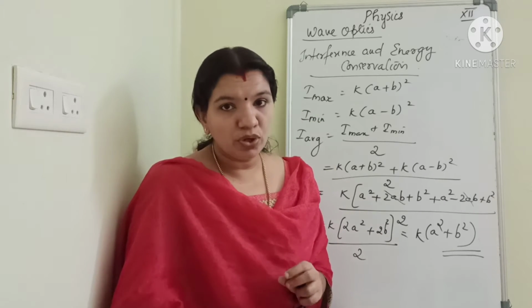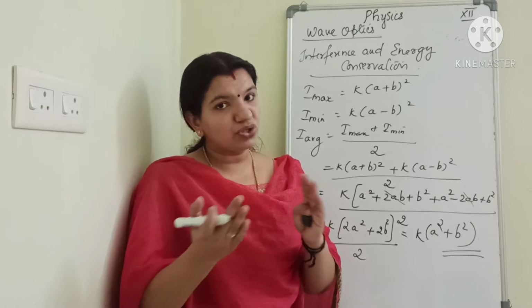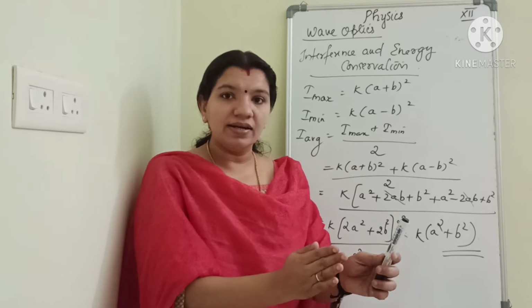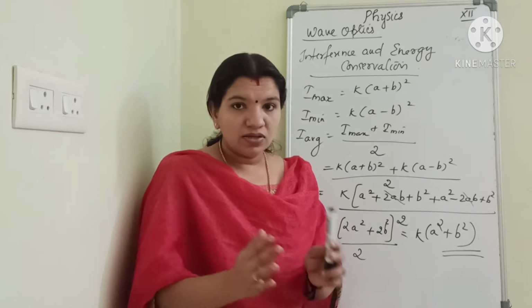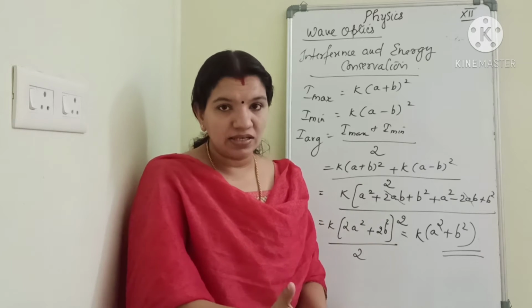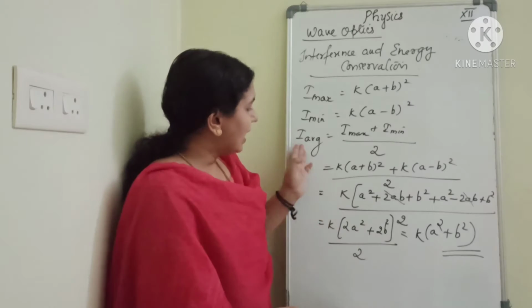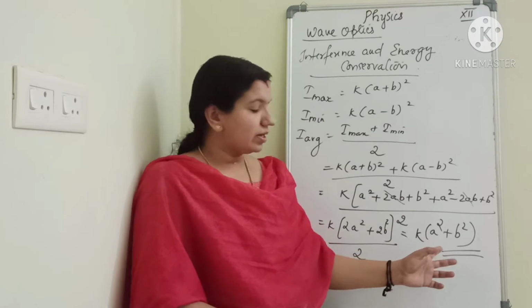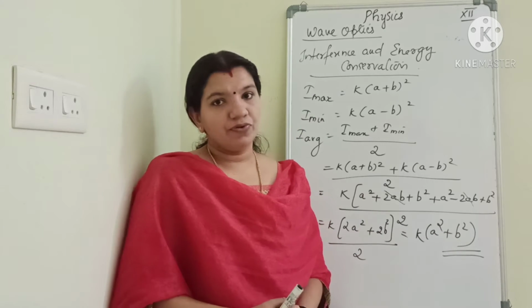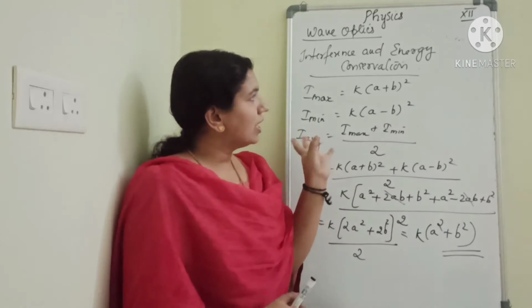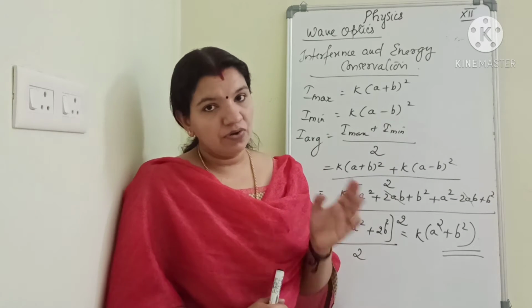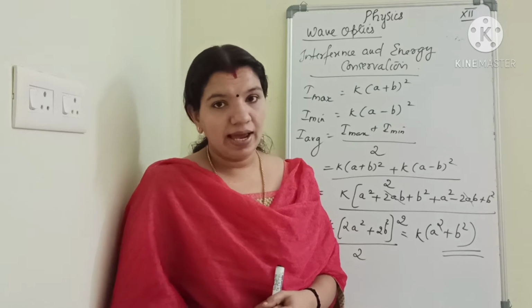So it is redistributed from the destructive interference to the constructive interference. If one side is dark, the next side is again bright, isn't it? So from destructive to constructive, the energy is transferred. So we can say that interference is in accordance with the conservation of energy.